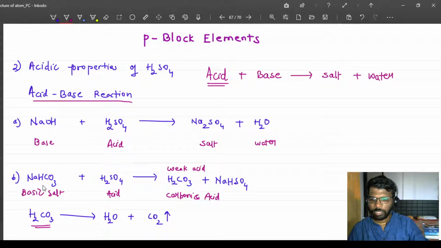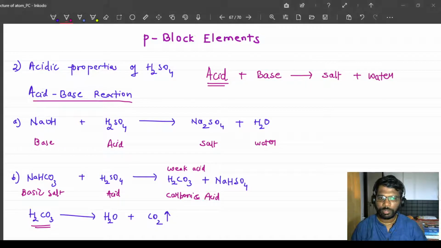If it donates H plus, if you see in this case, this is donating one H to this and removing sodium, and this is what is happening over here. And further, this carbonic acid gives water and carbon dioxide.